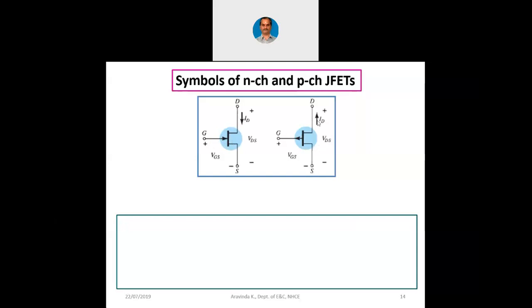Conversely, in the case of p-channel JFET, here drain and source are again identical. But there the channel is p-type and the gate is n-type. So this is the other side. The PN diode is from channel to gate. That is why the arrow mark is pointing outward. So my dear students, if you understand the symbol, you will understand the device.